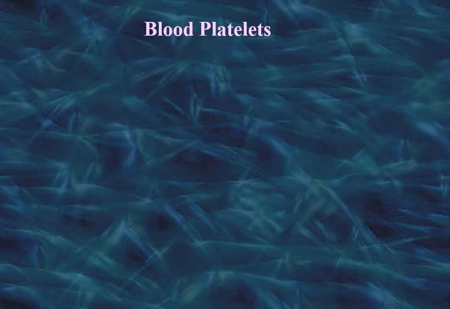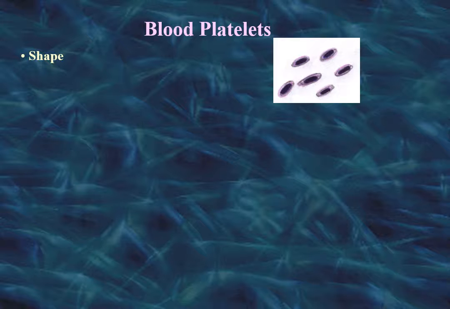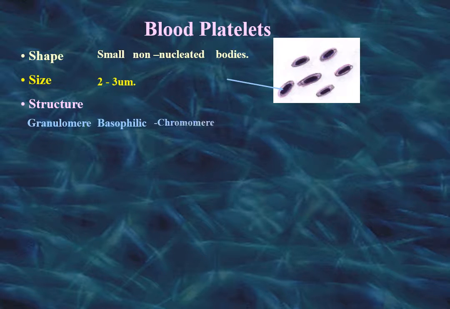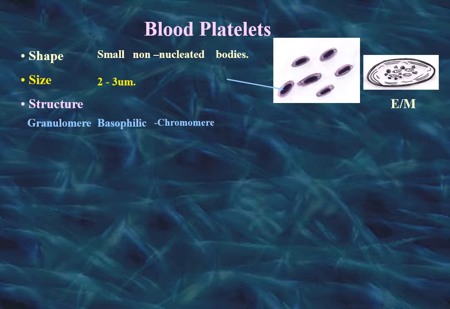Blood platelets or thrombocytes. Shape: they are small, non-nucleated bodies or disc-like fragments of cytoplasm. Size: their diameter varies from 2 to 3 microns. Structure: each blood platelet is formed of a granulomere, a central basophilic granular portion, also called the chromomere. By electron microscope, the granulomere contains mitochondria, ribosomes, lysosomes, glycogen granules, serotonin-containing granules, and other platelet-specific proteins.